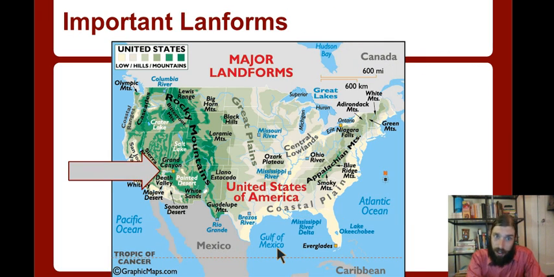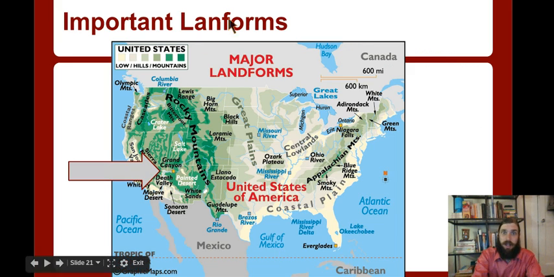Now, another important landform that you're going to need to know is the Grand Canyon. Just excuse this misspelling up here. All right. The Grand Canyon, all right? It's in the southwest part of the country, all right?